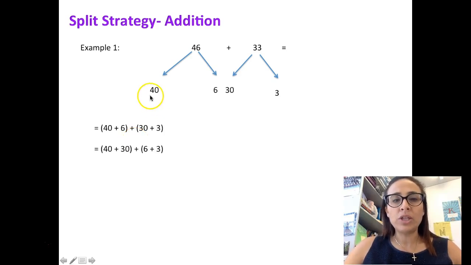Now what you need to do is add the tens together and then the units. So 40 plus 30 and 6 plus 3. Then you need to add those numbers together. 40 plus 30 is 70 and 6 plus 3 is 9. Now the final thing is 70 plus 9 is 79.